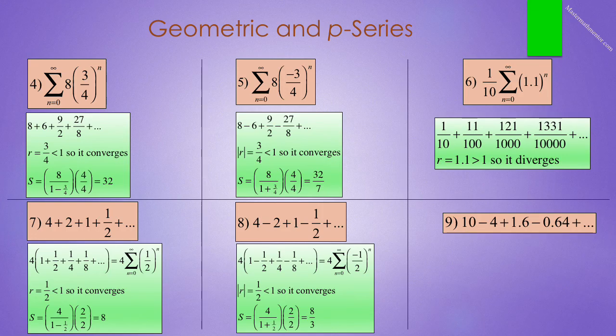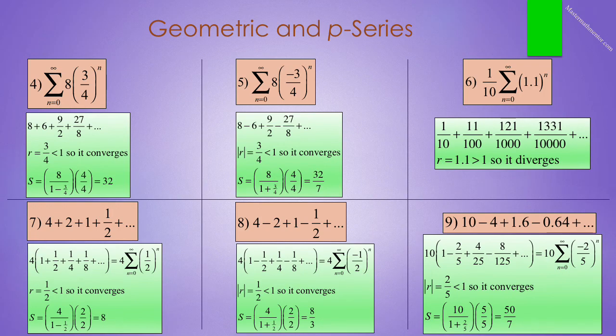And therefore our sum is equal to 4 over 1 minus negative 1/2, which is 4 over 1 plus 1/2. Multiplying by 2 over 2, we get 8 over 2 plus 1, which is 3. So the sum of this series is 8/3.